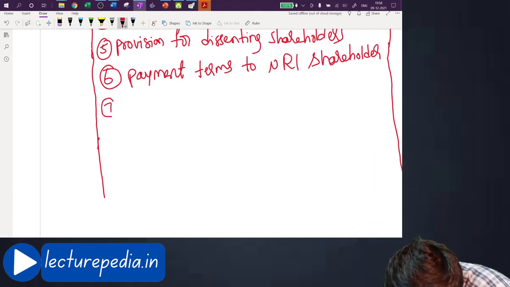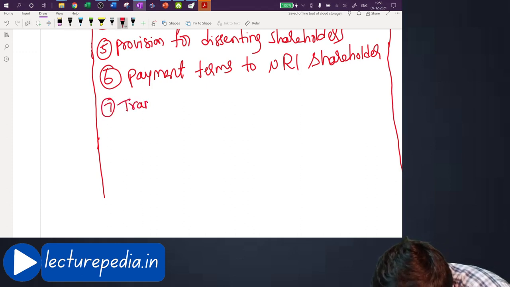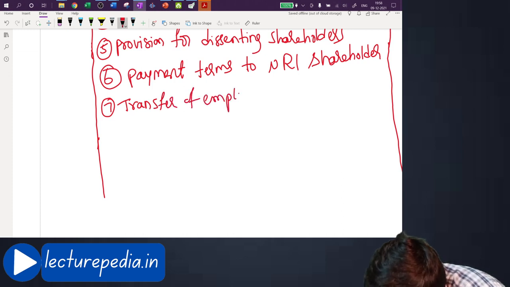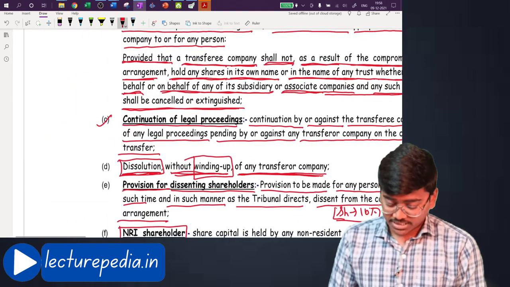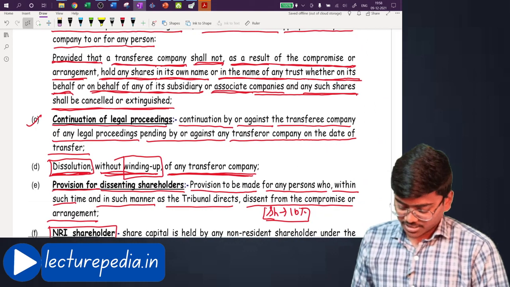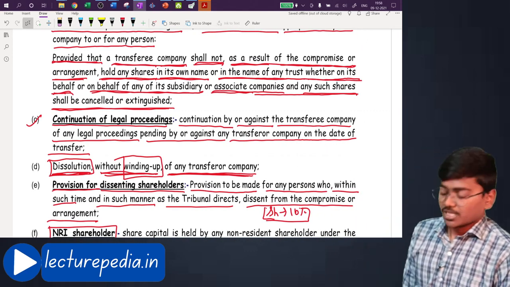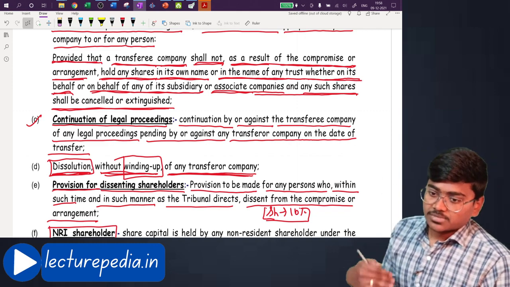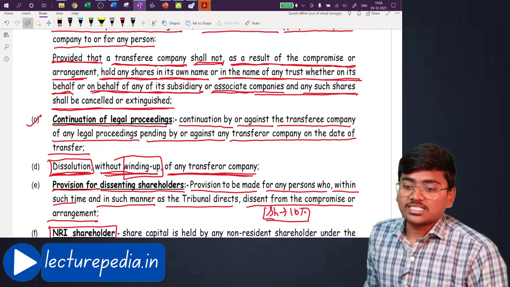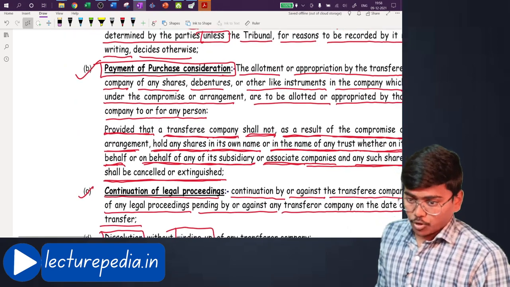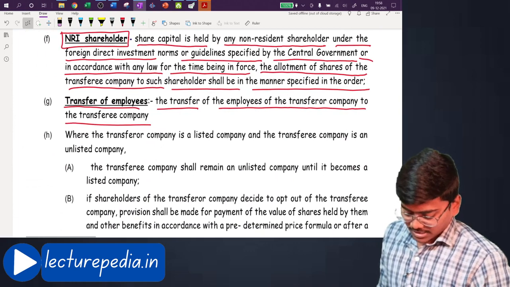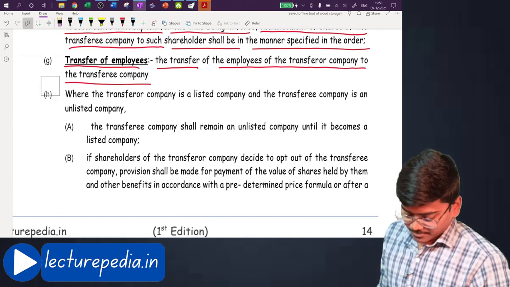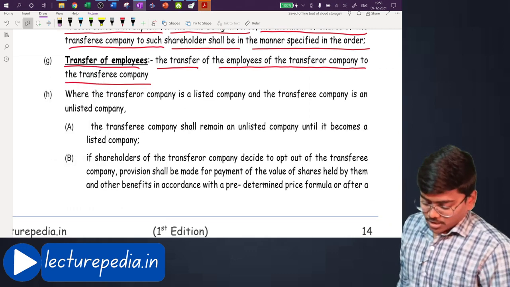Transfer of employees. Basically, this question is not yet tested in the examination. Therefore, there might be a chance that ICSI may suddenly test this question in the exam. Therefore, these 10 points are very important. ICSI might ask in the exam anytime. That was our 6th point.